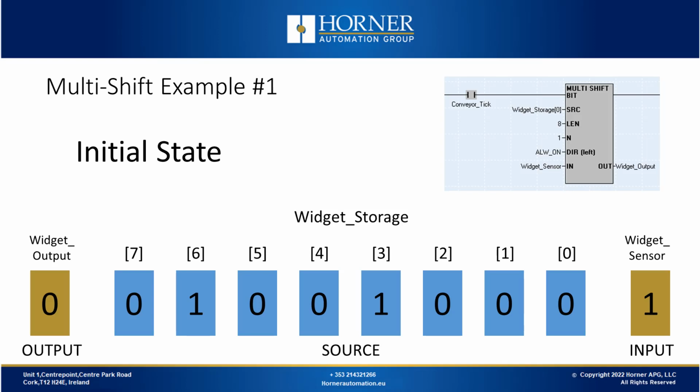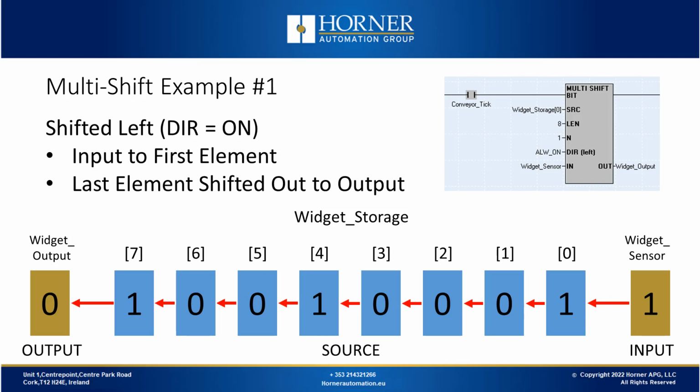The blue boxes contain the current states of data within widget storage. Element 0 is shown on the right, and the last element in the array, element 7, is shown on the left. The widget sensor input is on the right, and the widget output is on the left. Now we'll do a shift to the left. When we shift left, the input gets moved to the first element. In this case, the last element, which is 0, gets shifted to the output. All other positions move from lower significance to higher significance.